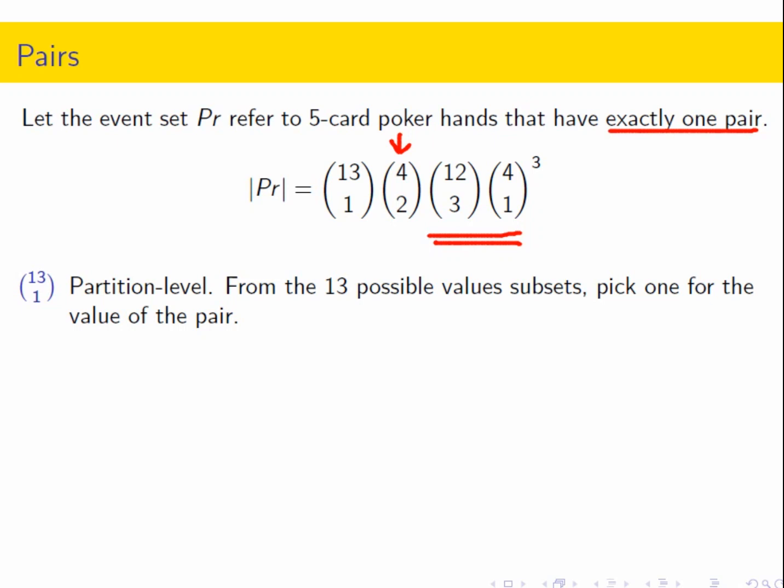So let's think about how these partition picks are working. This first 13 choose 1 is a partition level pick. Out of all 13 possible values, it picks one that's going to be my pair. The pair value is right here. So this has picked the pair value at the partition level. This has gone inside the subset and picked the actual 2 cards of the pair that end up in my hand.